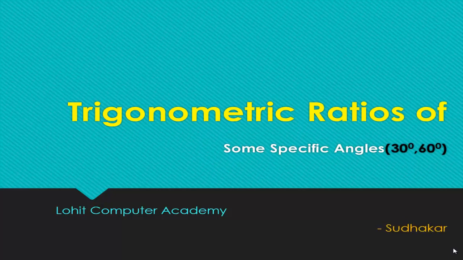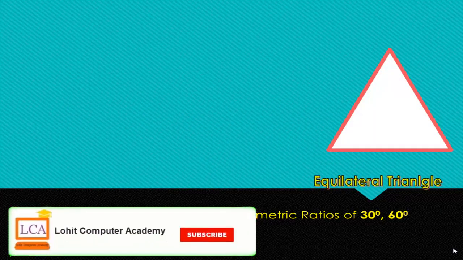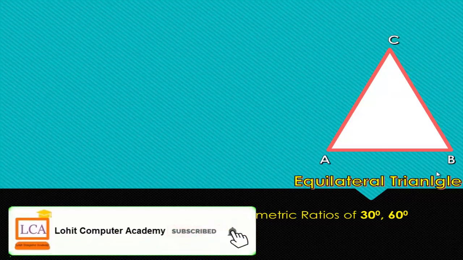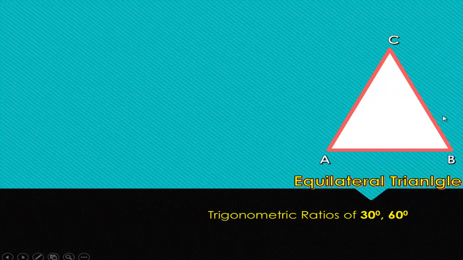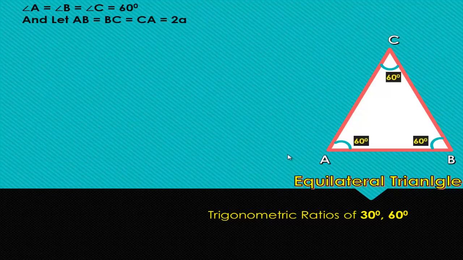Today we are going to discuss trigonometric ratios of 30 degrees and 60 degrees. To calculate them, we need an equilateral triangle. Draw an equilateral triangle ABC where angle A equal to angle B equal to angle C equal to 60 degrees. Let the sides of the equilateral triangle AB, BC, CA be 2A units.